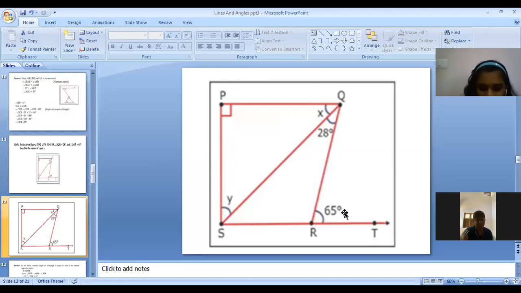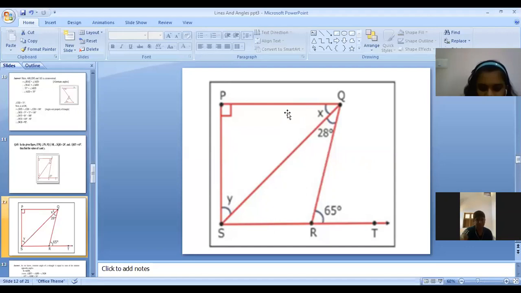So X equals 65 minus 28. How much is it? 37 degrees. So the value of X is 37 degrees.